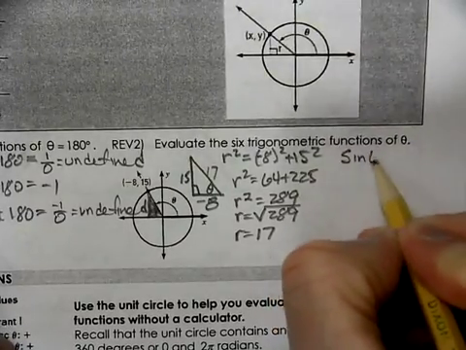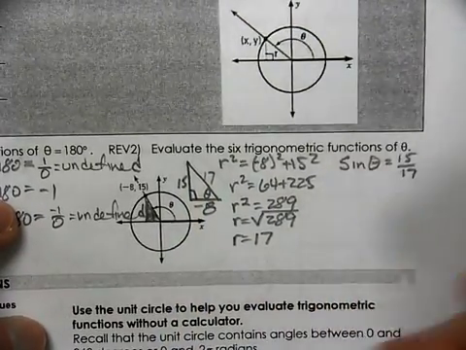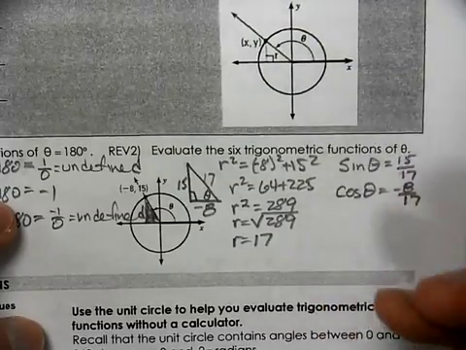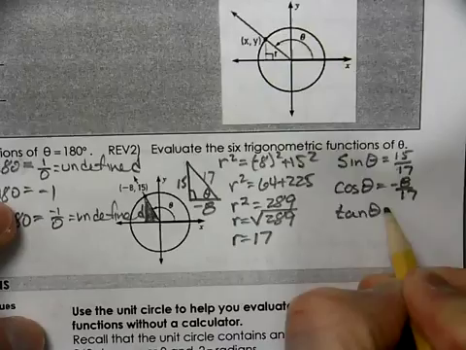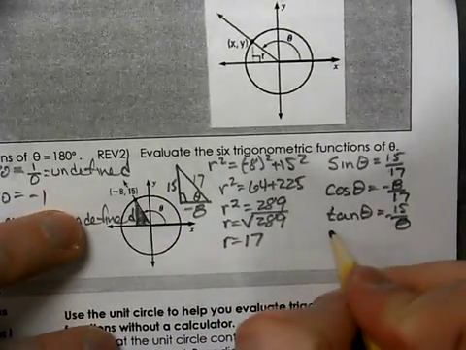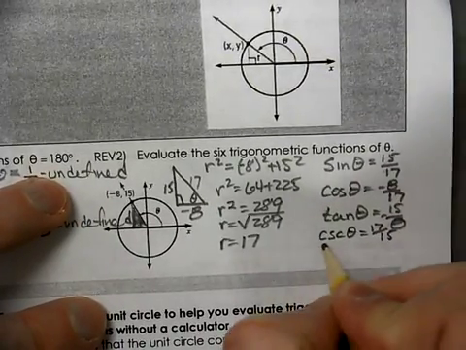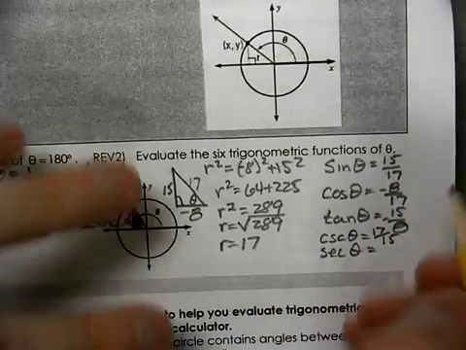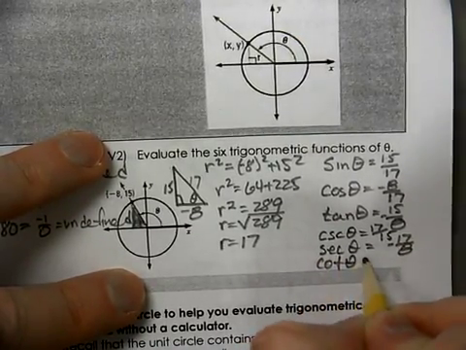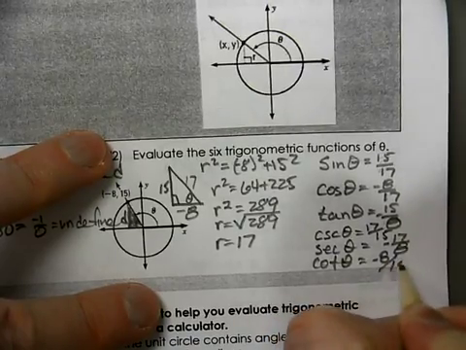So sine of our theta, we don't know what the angle is, so we'll just call it theta. Opposite over hypotenuse is 15 over 17. Cosine of our theta is adjacent over hypotenuse. Tangent would be 15 over -8. Cosecant is the reciprocal, so it's 17 over 15. Secant is the reciprocal, so it's 17 over negative 8. And cotangent is the reciprocal of tangent, which would be negative 8 over 15.